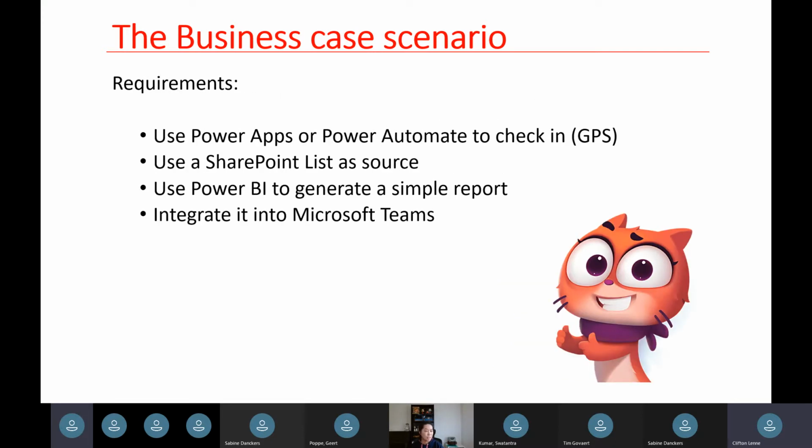To make this business case scenario possible, we just use an Office 365 environment. So you have a basic Office 365 license, and we also make use of Power Platform. In this case, we create a Power App Canvas app. We use Power Automate to do a check-in and also refresh our data. And we also use a SharePoint list as source. And we use a Power BI integration to generate the report that we created in our Power BI Desktop.